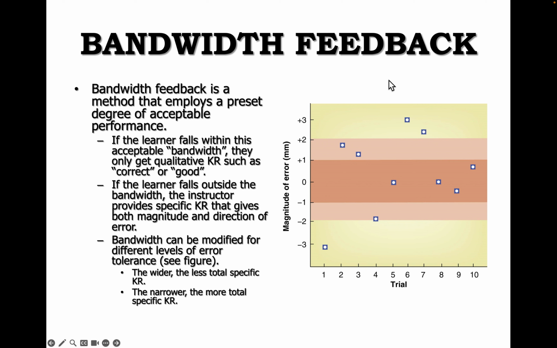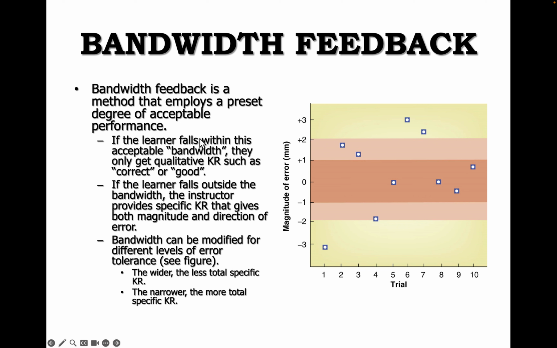Another type of feedback is bandwidth feedback. A good example of this is on this diagram here to the right. It's called bandwidth feedback because we've got these different bands of different colors, and they're a certain width in nature.